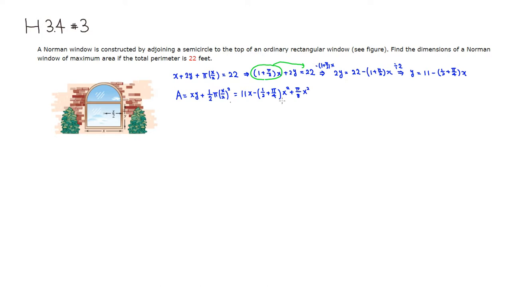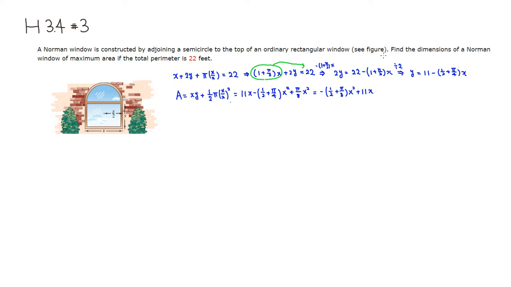Let's simplify a bit. So let's collect the x squared terms. This is a negative 1/2, so you have a positive pi over 8 x squared and a negative pi over 4 x squared. So it's going to be negative pi over 8 x squared, and then you would have plus 11x.